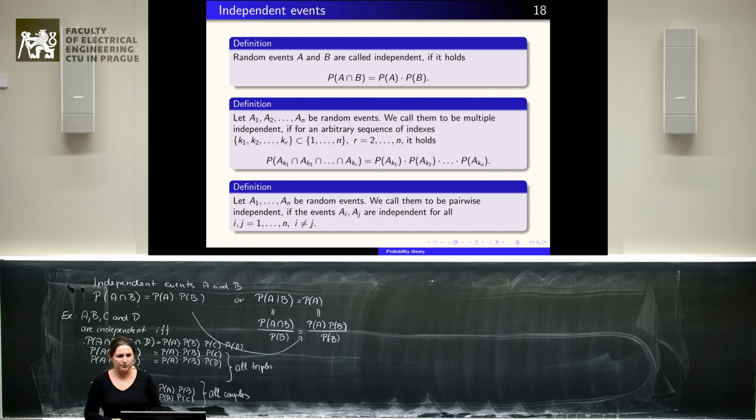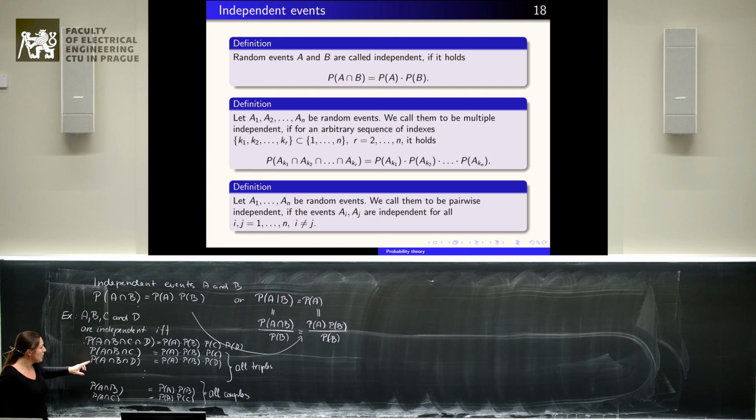But what can happen is that all these couples satisfy the relation. Then we can say that the events are pairwise independent. So it means that all couples are couples of independent events. But it can happen, and you will see in the exercise, that despite this fact, the events are not independent.